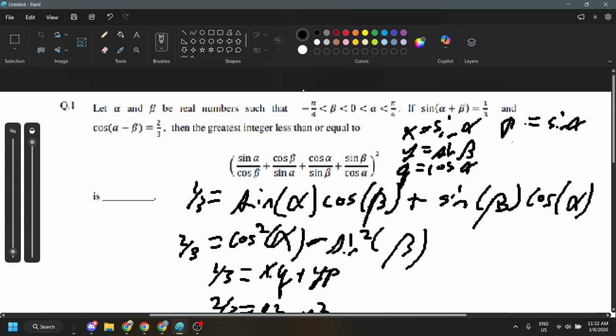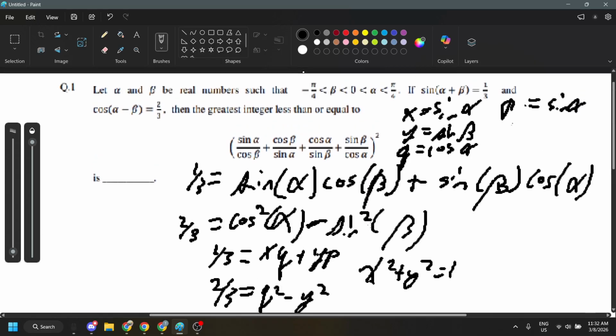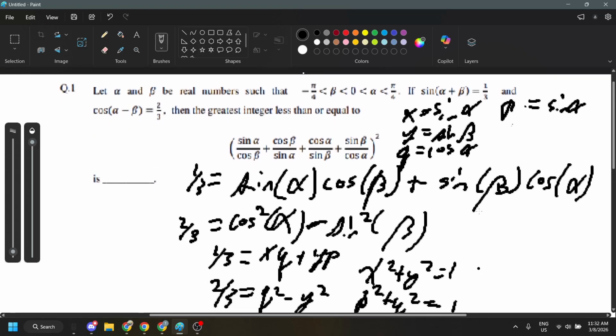We also know some other things. We know that X squared plus Y squared equals 1, and P squared plus Q squared is equal to 1. We also know the ranges of these numbers.